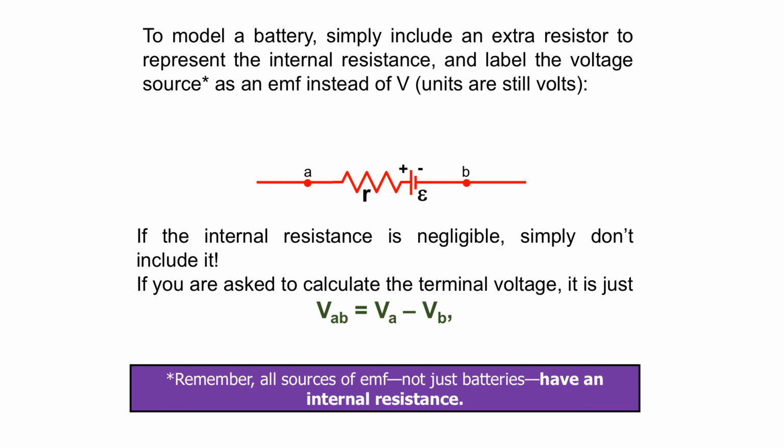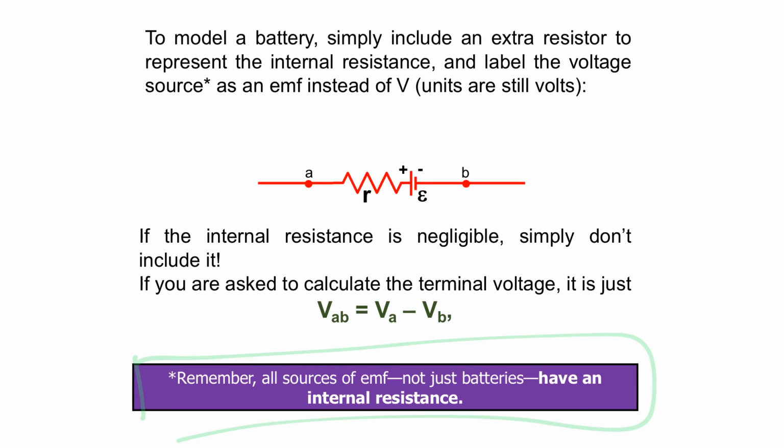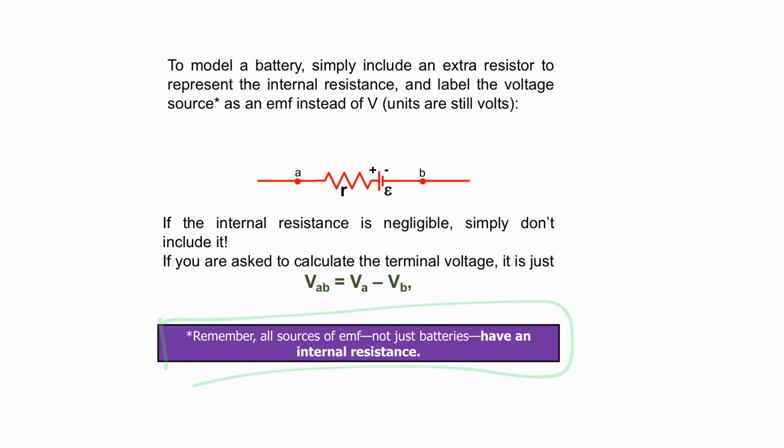Remember, all sources of EMF, whether it's a battery or a power supply, have an internal resistance, but whether the value is big or small depends. Sometimes, for example, I draw you a battery here and I put it as 5.0 volt with 0.10 ohm. What does it mean? When I put it like this, this represents the EMF and this represents the internal resistance. I didn't give you the terminal voltage value.